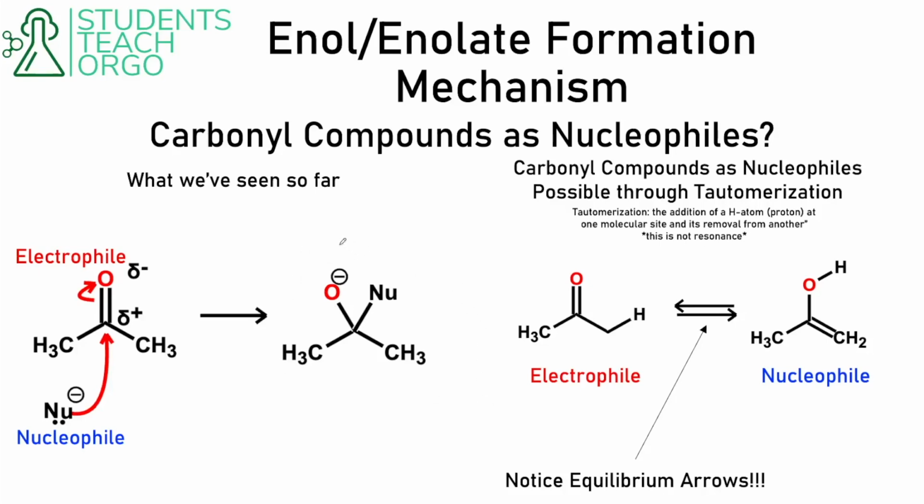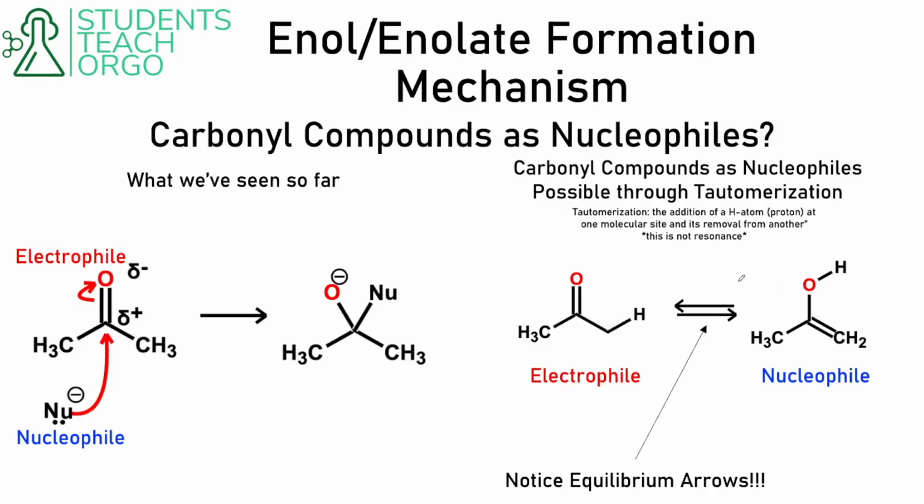If you've been following the Orgo 2 concept so far, I'm sure you've seen this before. However, this video will introduce the idea that carbonyls can sometimes live this double life where instead of being an electrophile, they have more nucleophilic characteristics. And this happens when the carbonyl form isomerizes into the enol or enolate form.